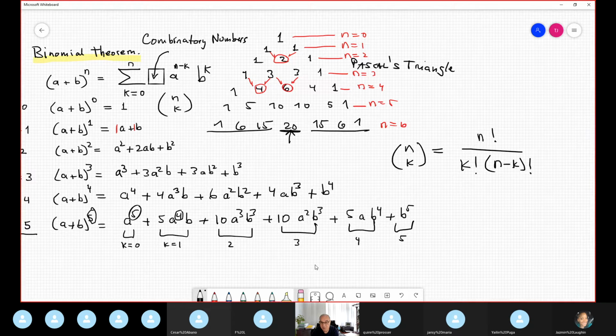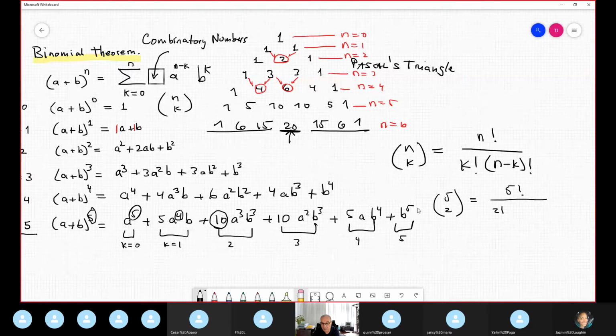I suppose you remember factorial. You remember or you don't remember factorial? If not, I refresh your memory. For example, let's practice that number. That number is 10. Combinatory number 5, which is the exponent, and the index is 2. Is 5 factorial divided by 2 factorial and 5 minus 2 factorial.